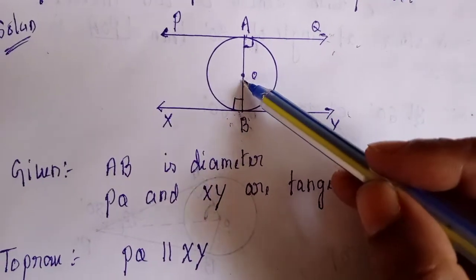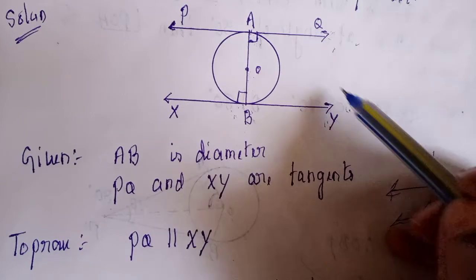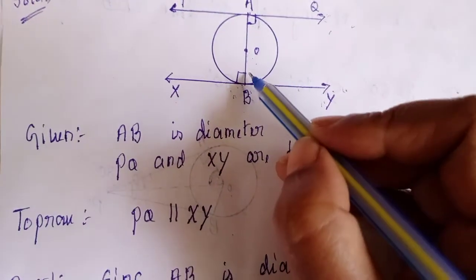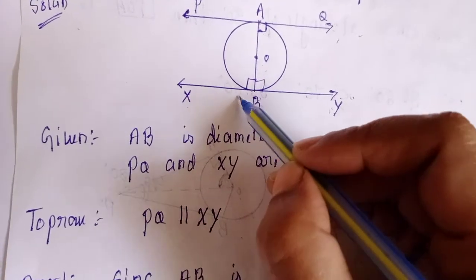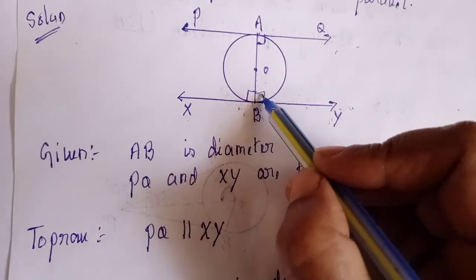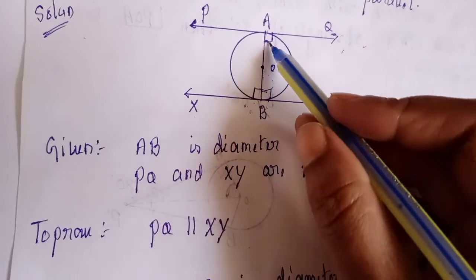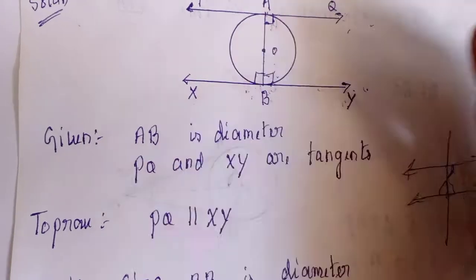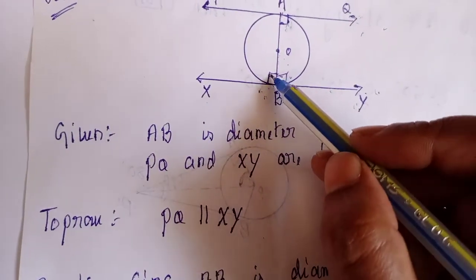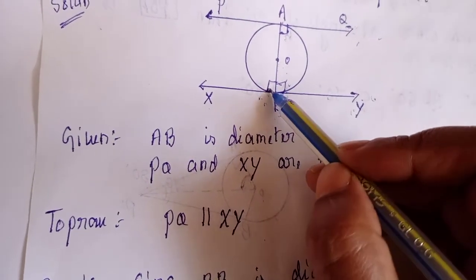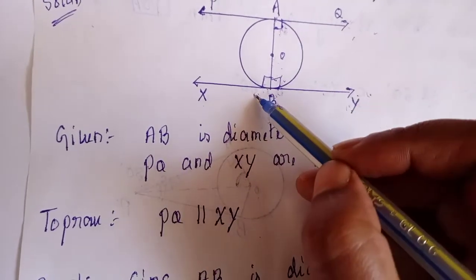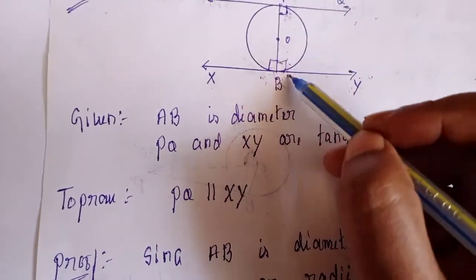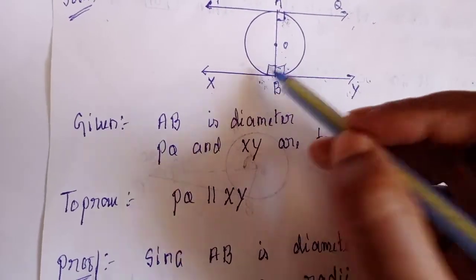Similarly, OB is perpendicular to XY. Why? The radius is perpendicular to the tangent. So I can tell either this angle is 90 or this angle is 90. Remember, if you take this angle as 90, you can prove that the sum of co-interior angles, 90 plus 90, is 180. So in that concept you can prove it. Or you can take this side angle as 90. If this is 90, then I can prove these two lines are parallel by the concept of alternate angles. I don't want to add here, so I am proving with the help of alternate angles.